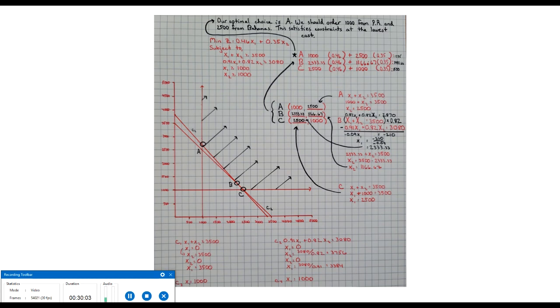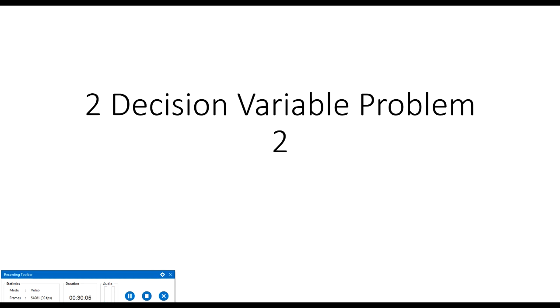Moving on to question number two. It's again a two-decision variable problem, but it is slightly more complex because we have to, in some ways, manipulate the numbers in order to find a satisfactory solution.